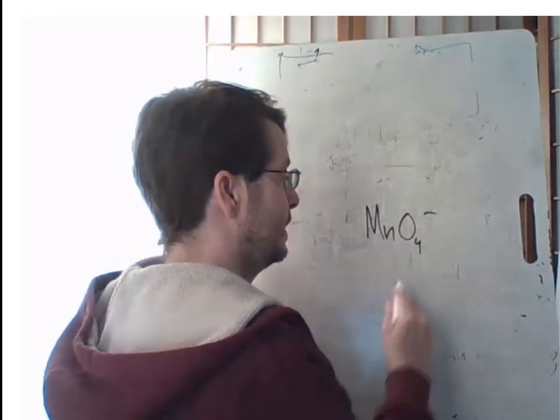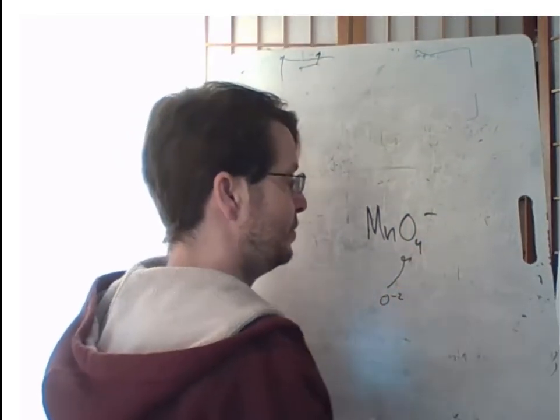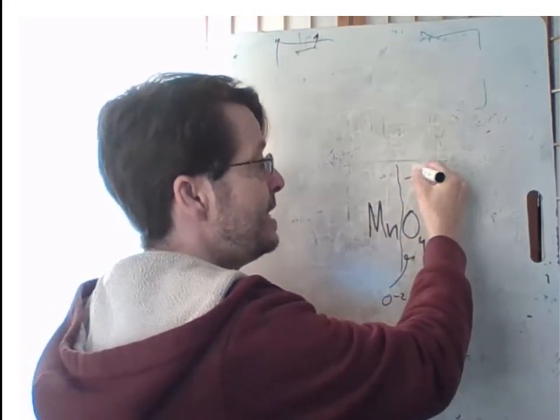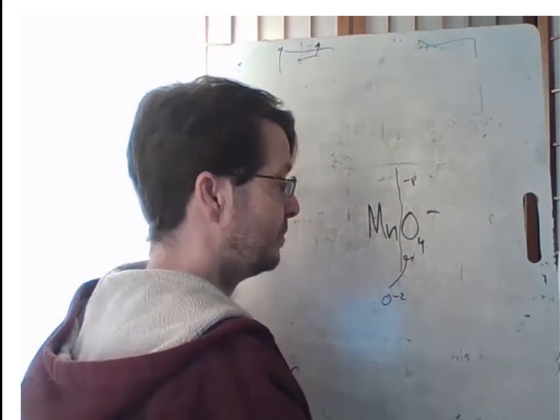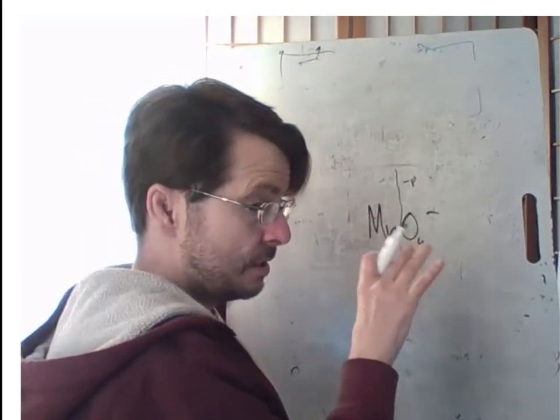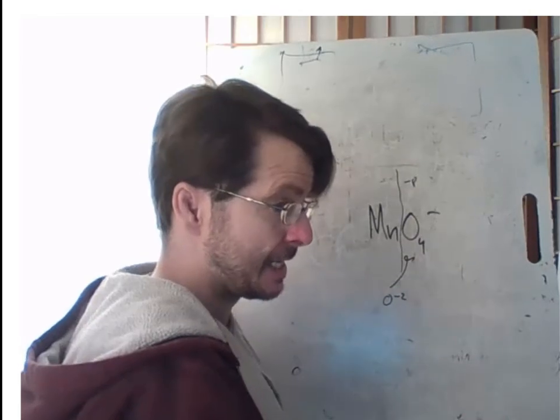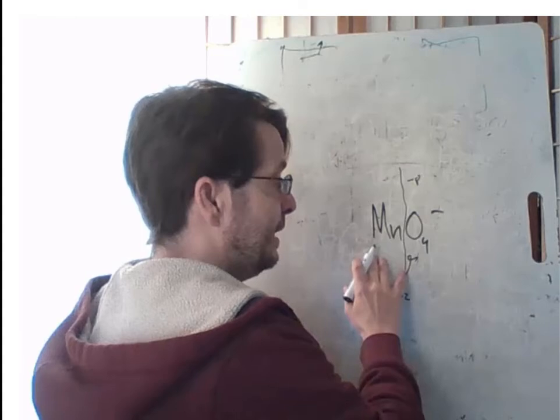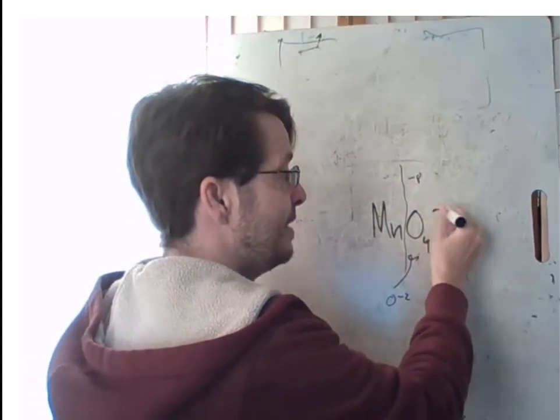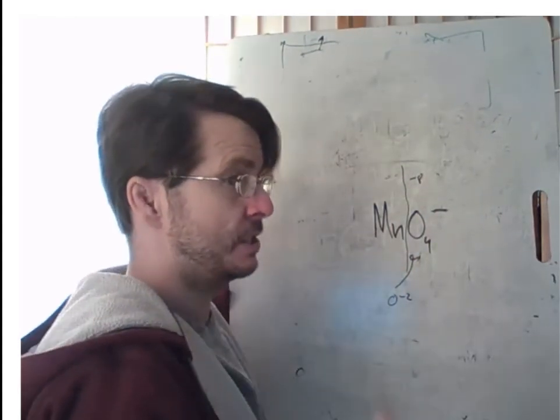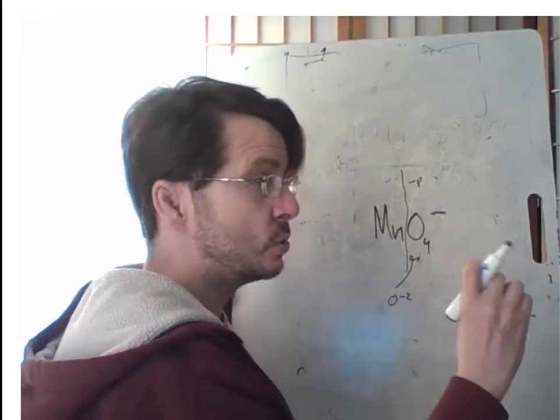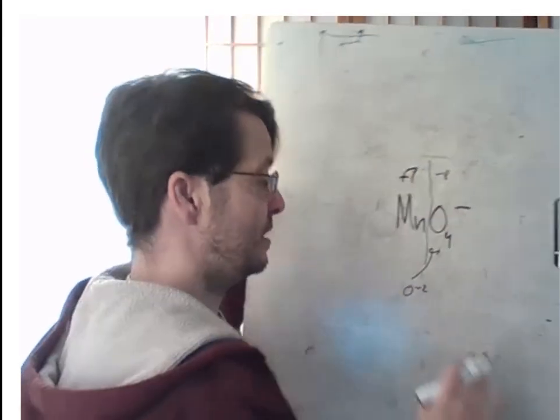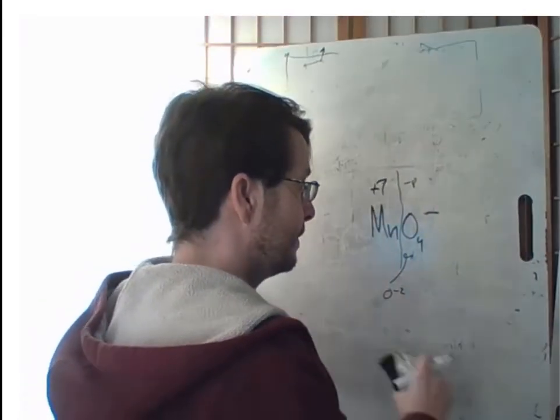MnO4 minus. Each of these oxygens has a -2 oxidation number, and there's 4 of them, meaning that all of the oxidation here is -8. If you sum all the oxidation numbers, again, the oxidation number of the oxygen is not -8, it is -2. And the only way you can still have a negative charge, again, the sum of all the oxidation numbers has to equal the charge. If this was neutral, it'd be easy, but it's not. This is +7. So the oxidation number of this manganese in permanganate is +7.